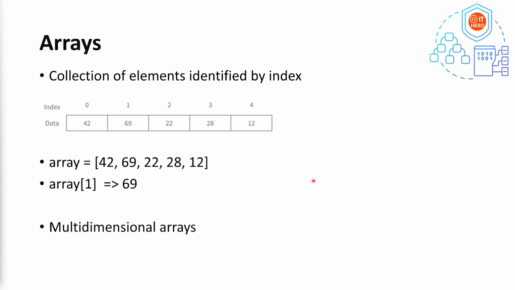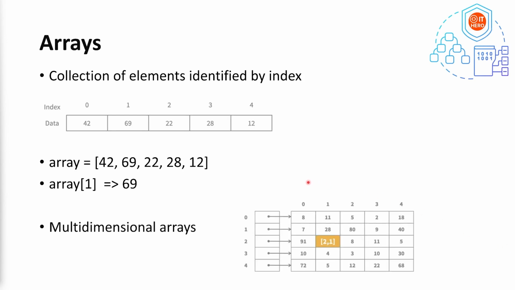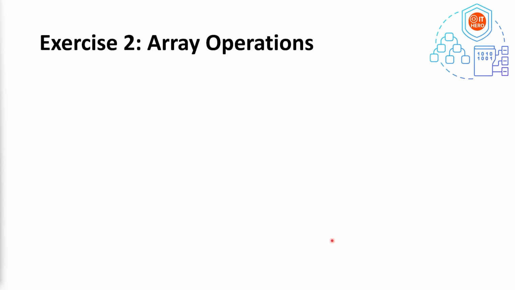And we have, of course, the multi-dimensional arrays. In this one we have rows and columns, and we can access an element by its row index and by its column index. And let's see an exercise in Visual Studio Code about arrays.